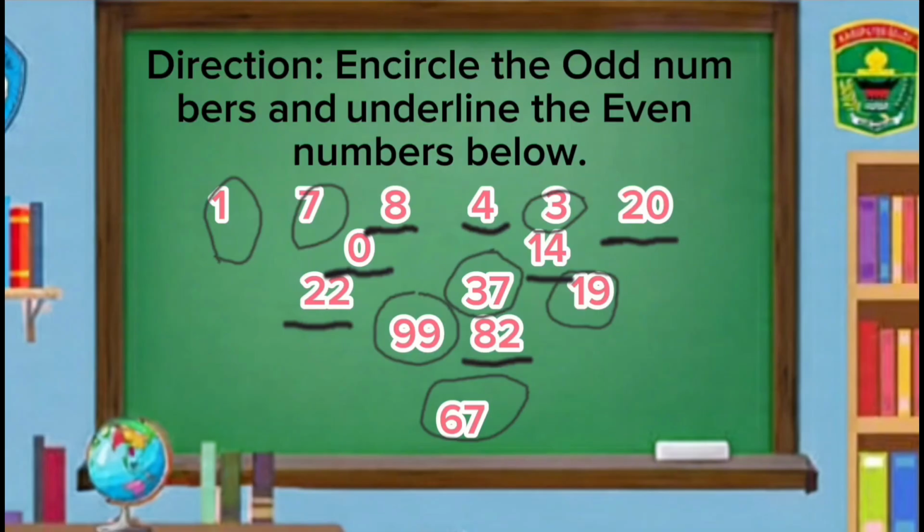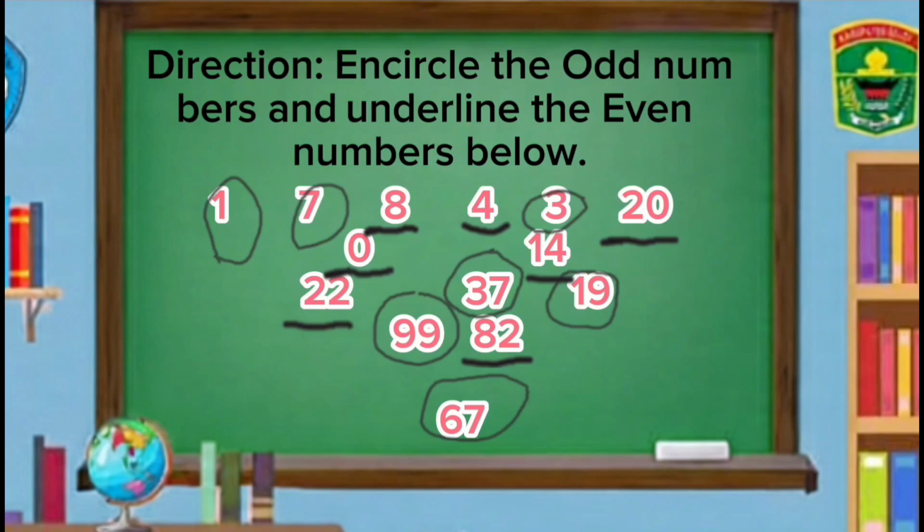How did you know that 67 is an odd number? Explain your answer. Very good. 67 is an odd number because we cannot pair it equally, and if you are going to pair 67, there is one left. And also, the last digit ends with 7.